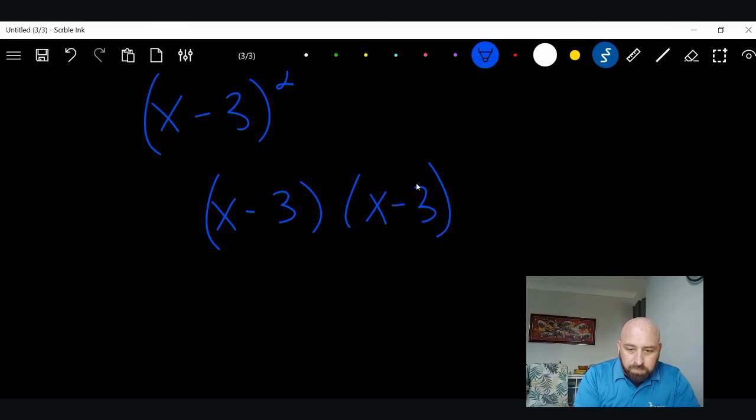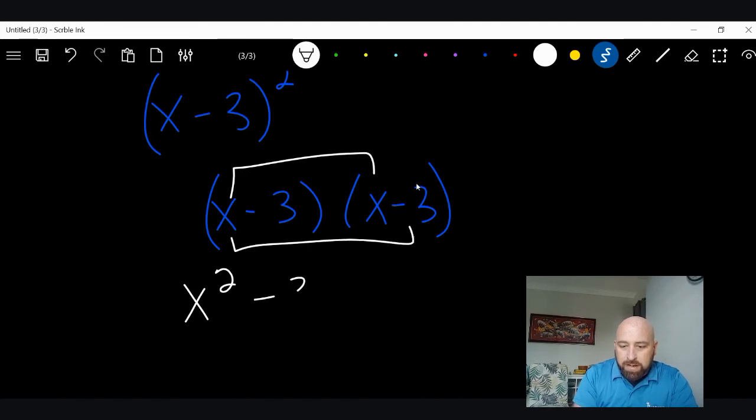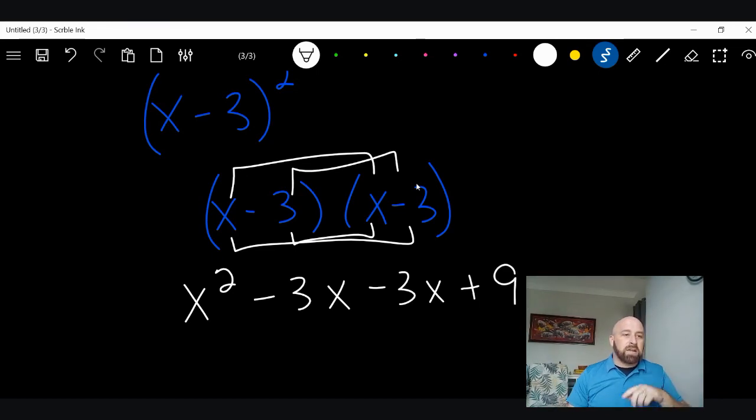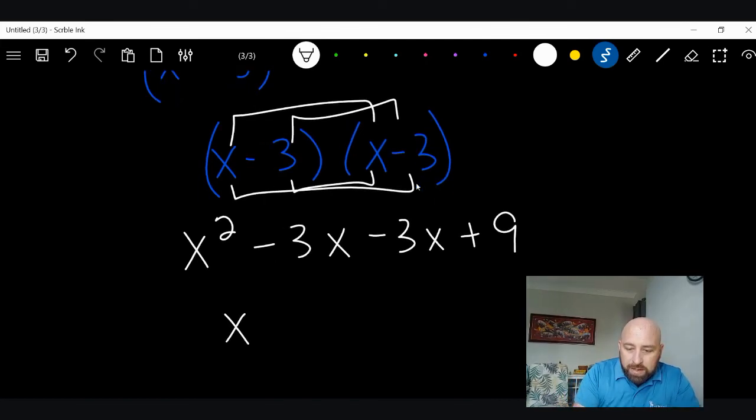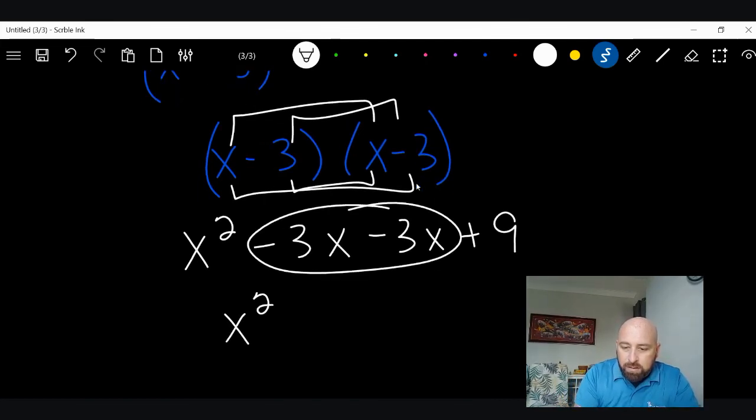And sure, you can FOIL it, so we can get x squared. That's the first. Well, let me change the color so you can see that a little bit better. So this is the first, and so I get x squared. The outers, I'm going to get minus 3x. The inners, I'm also going to get minus 3x. And that's where the trick is right there, okay? And then the last, I'm going to get positive 9. Negative times negative equals positive. All right, so look what happened there in the middle. We got the same thing in the middle, so x squared minus 6x plus 9.